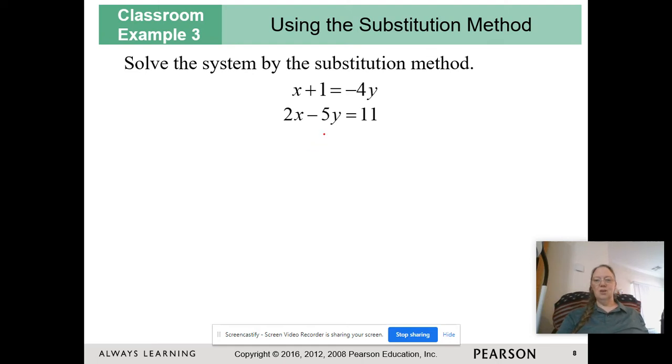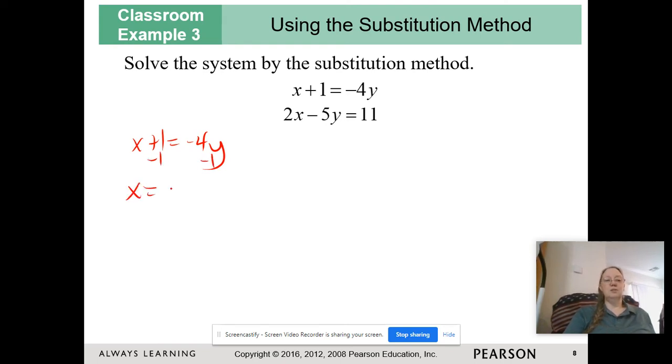All right, so here we have an x with a coefficient of 1, a -4 coefficient, a 2 coefficient, and a -5 coefficient. Of those, this x was the only one that had a coefficient of 1. So what we're going to do is take the top equation and solve for x, and then substitute it into our second equation. So we are going to solve for x, and then we are going to substitute.